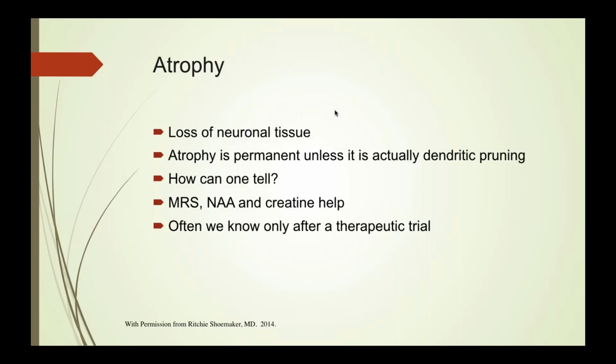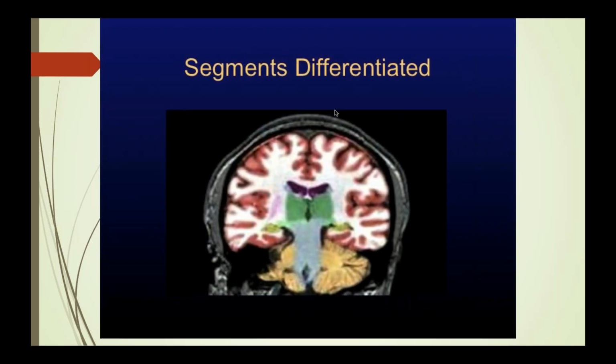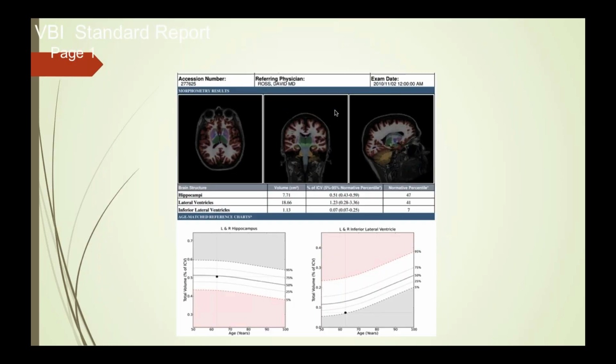Atrophy is not pruning. Atrophy is actual real destruction of the tissue. It's like a scar. And just like when you cut your hand and the wound can scar over time, so too can the brain. So this is a normal slice. Then the software program begins to segment the slices. You get a general report.